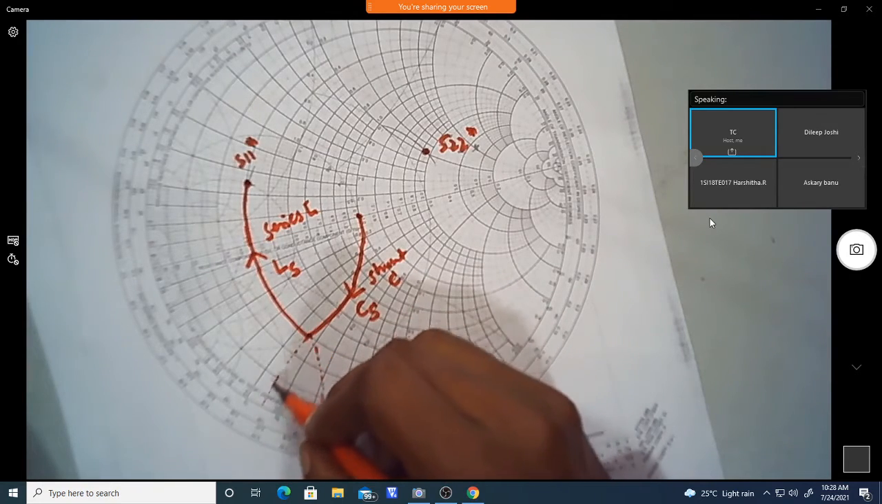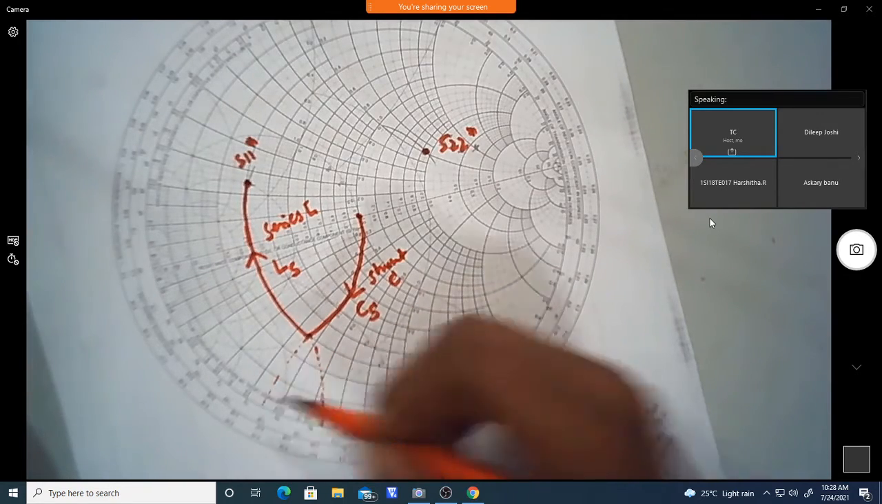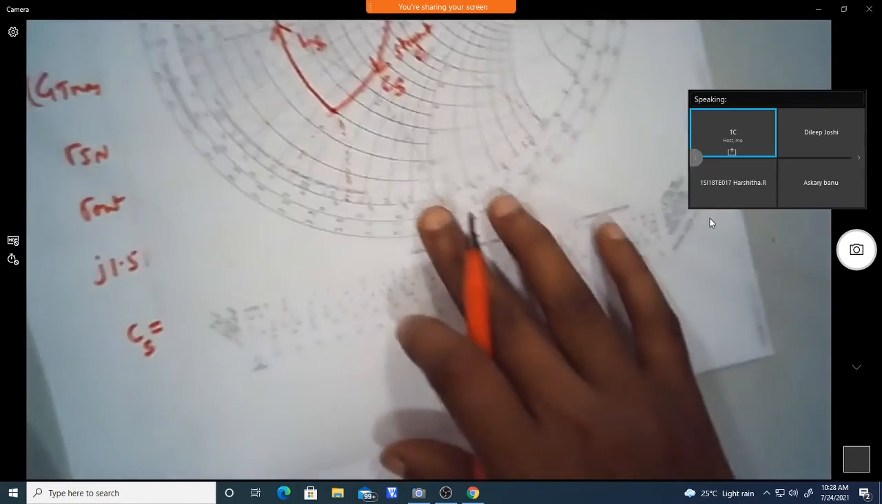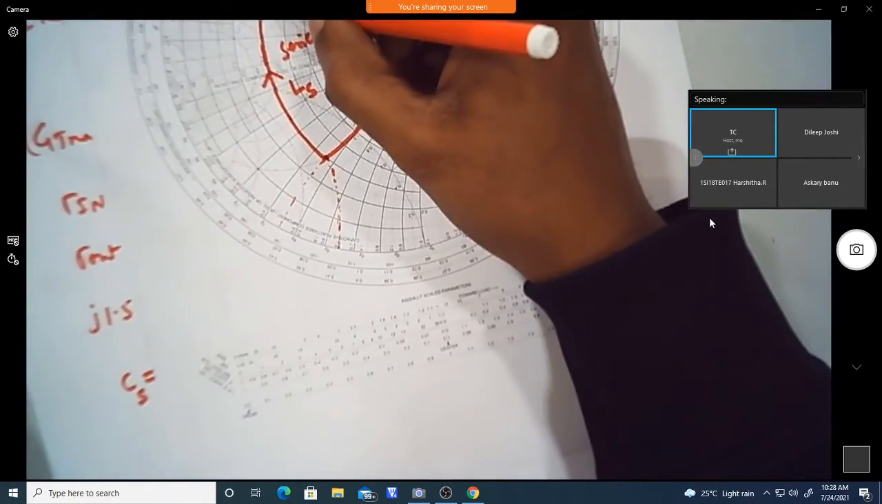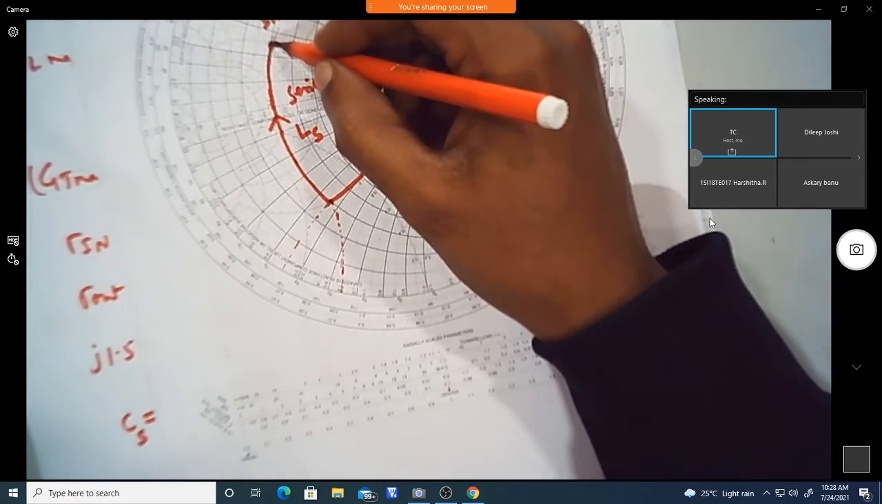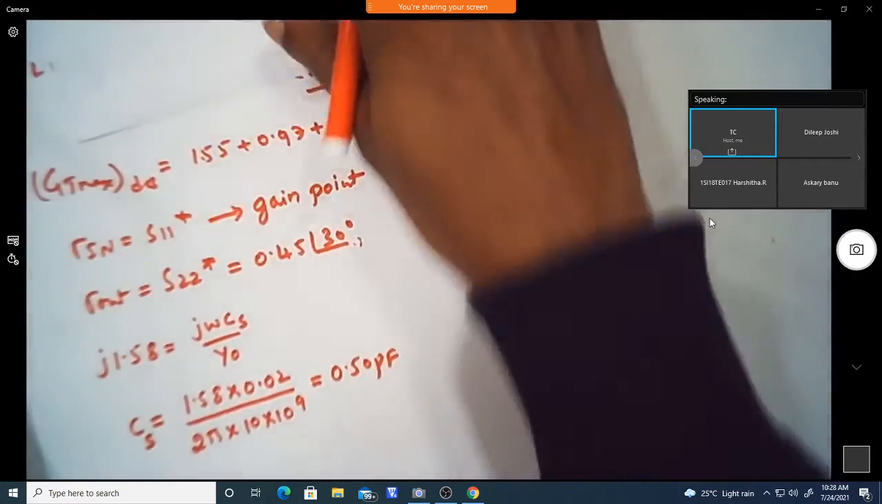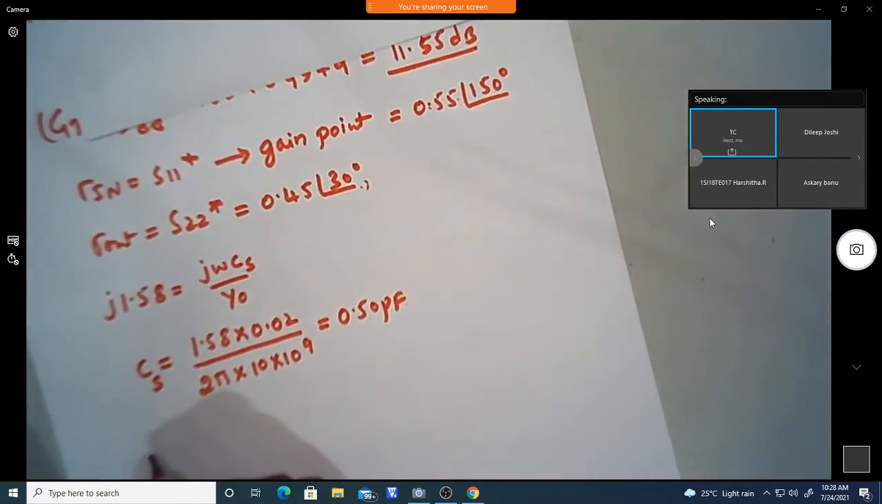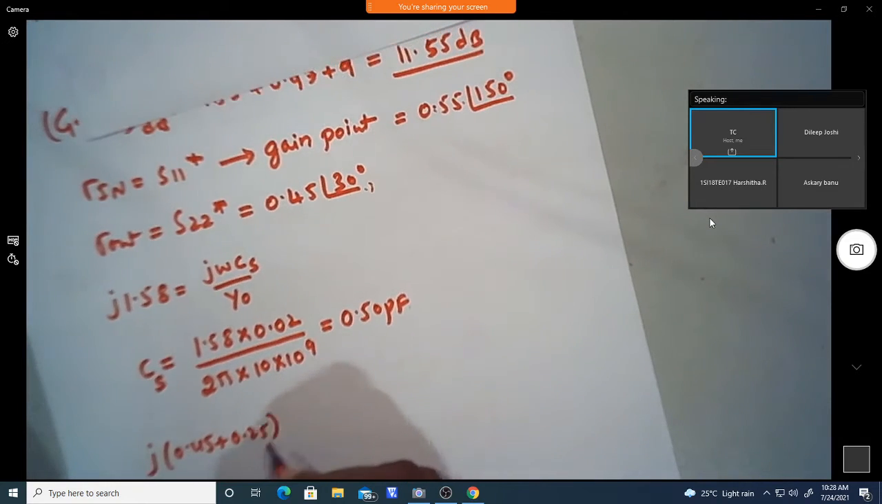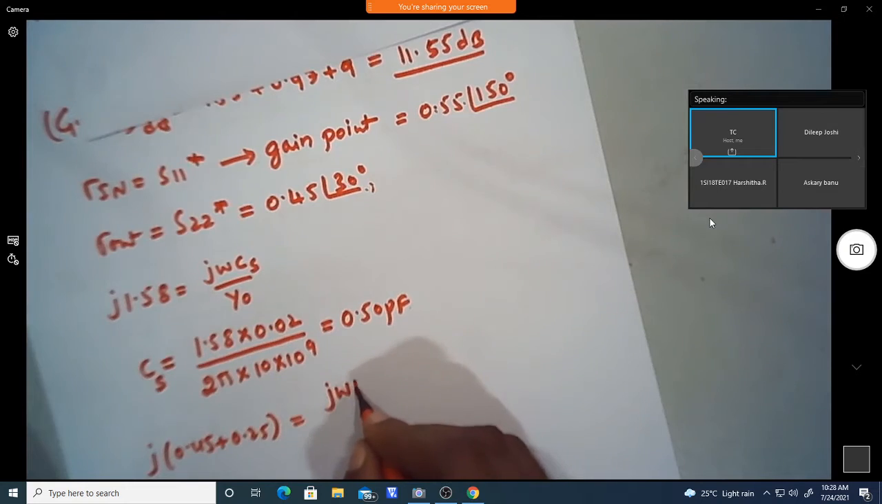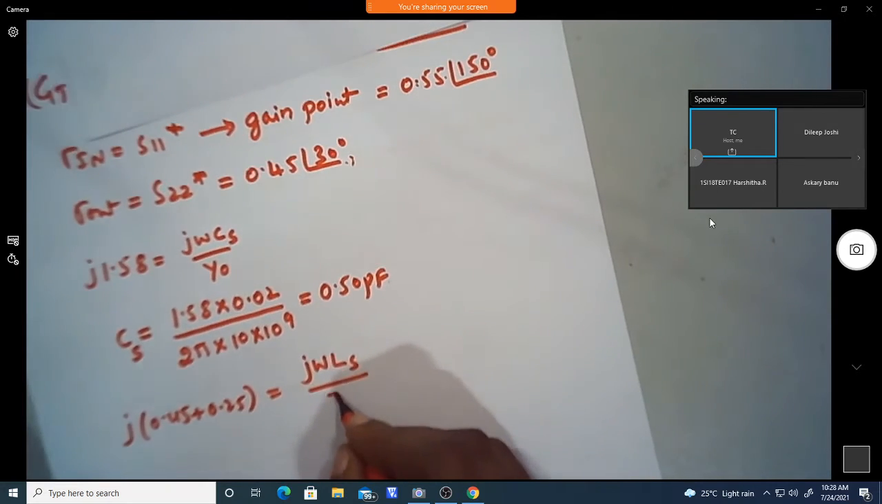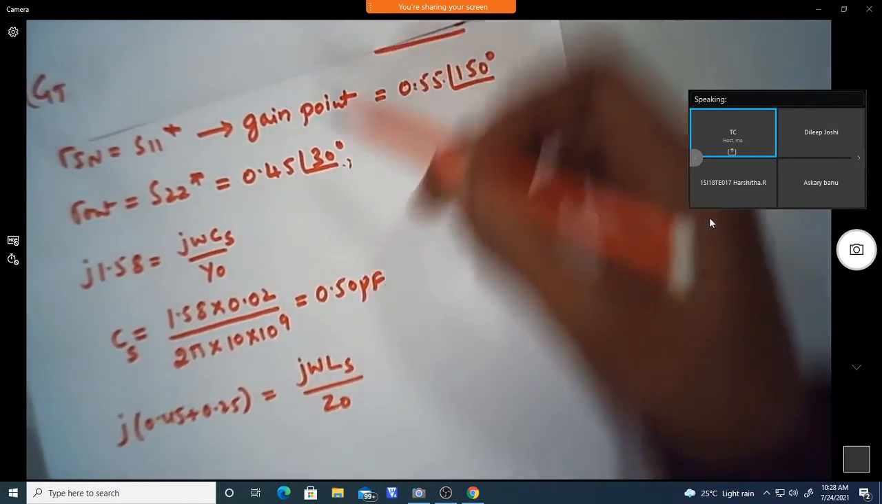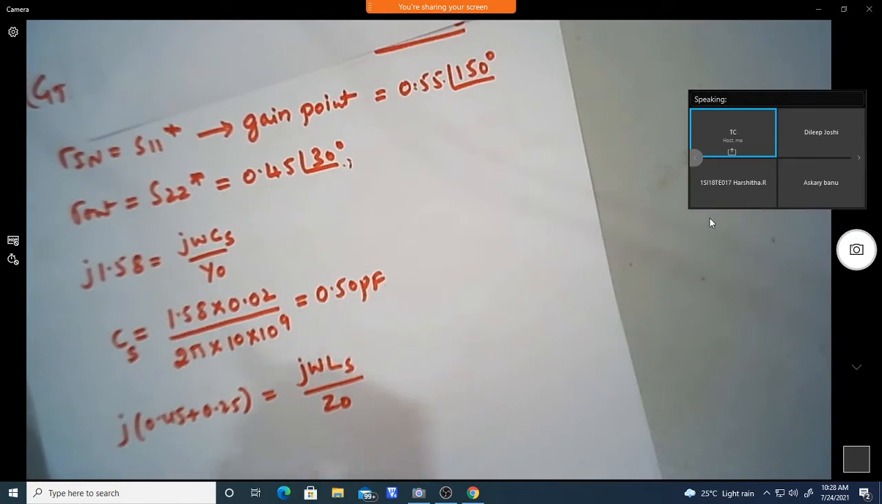reactance value, which is 0.45 we can take. Okay, so now 0.45 plus 0.25. So that is add 0.45 plus 0.25, which is equal to j omega Ls divided by Z0. So this is the series inductor. So the equation for series inductor.